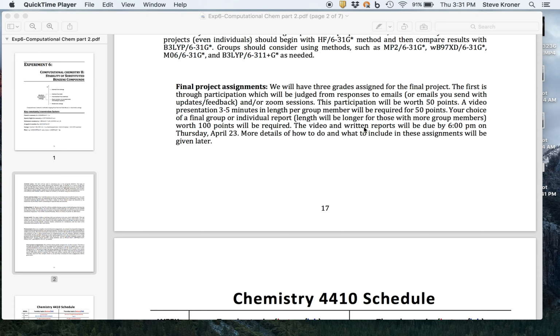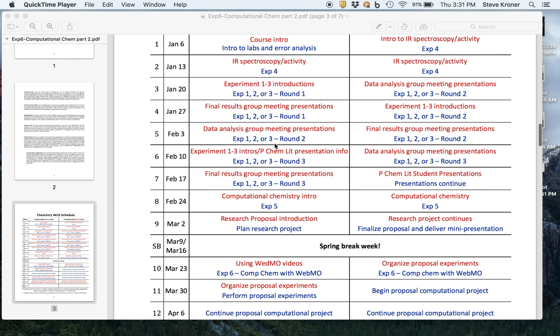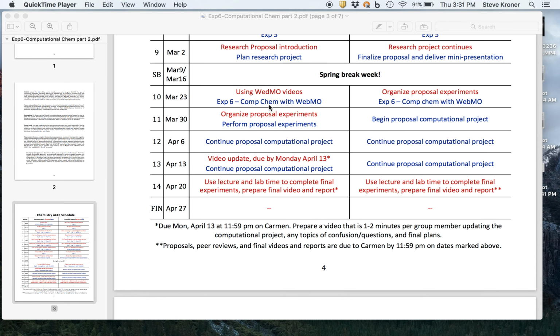Again, we'll talk more about the specifics of this task down the road, and then we'll have you write a written report. Both of these are going to be due at 6 p.m. on our final day of the semester, that Thursday, April 23rd. So more details to come, but that's sort of how we're going to be looking at our final part of the class.